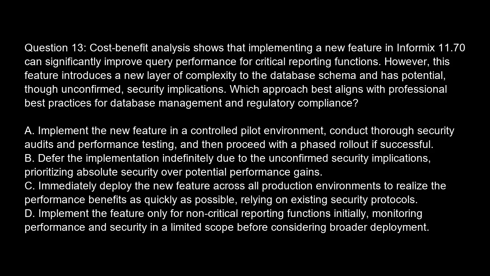Option A. Implement the new feature in a controlled pilot environment, conduct thorough security audits and performance testing, and then proceed with a phased rollout if successful. Option B. Defer the implementation indefinitely due to the unconfirmed security implications, prioritizing absolute security over potential performance gains. Option C. Immediately deploy the new feature across all production environments to realize the performance benefits as quickly as possible, relying on existing security protocols. Option D. Implement the feature only for non-critical reporting functions initially, monitoring performance and security in a limited scope before considering broader deployment.